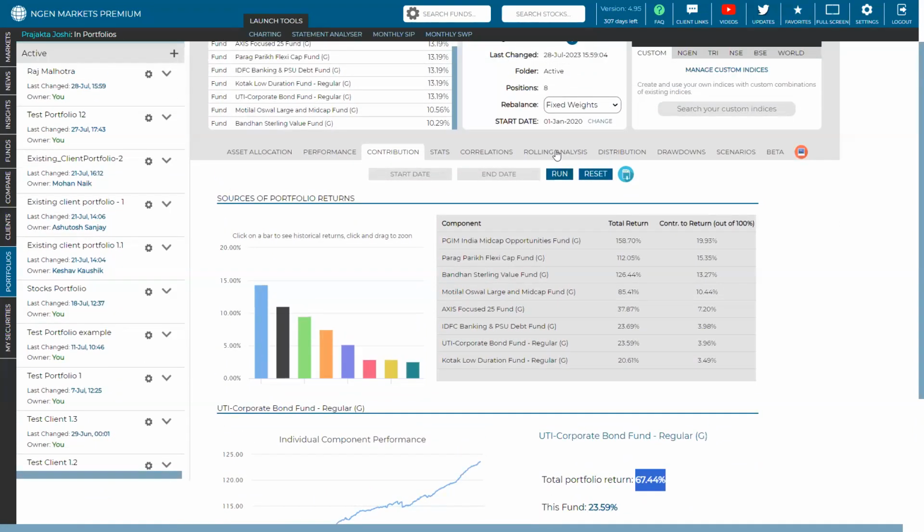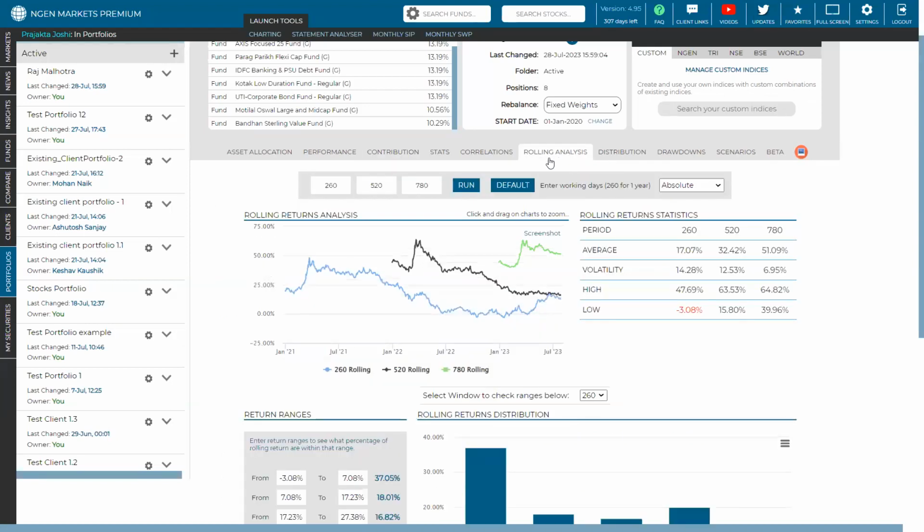Next, we have the rolling returns analysis. Again, rolling returns analysis becomes very crucial with respect to checking the consistency of your portfolio performance. For that, directly head over to the rolling analysis tab. When you come to rolling analysis, we'll have a look at what was the consistency of this particular portfolio in generating returns. So let's consider a time period of 6-month holding period, 1 year, and directly a 3-year.